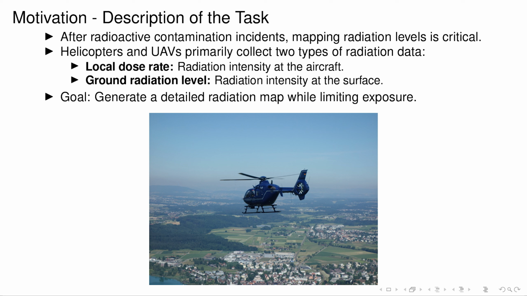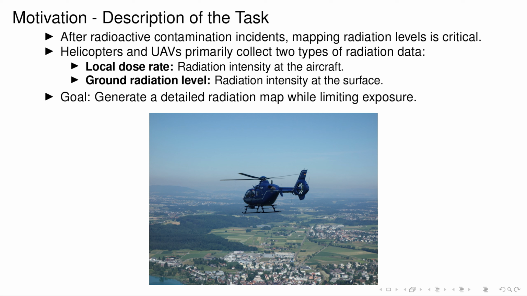So, after radioactive contamination incidents, we want to create a map of how radiated everything in the area is. This can be done with helicopters or UAVs that collect two types of radiation data. First, the local dose rate, which is the radiation intensity that is arriving at the aircraft. And secondly, the ground radiation level, which is self-explanatory. Our goal then is to generate a detailed radiation map while minimizing exposure.